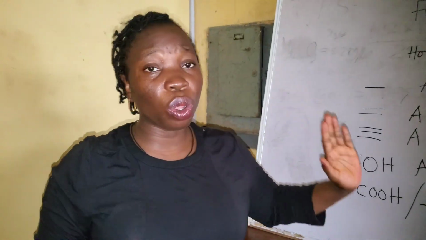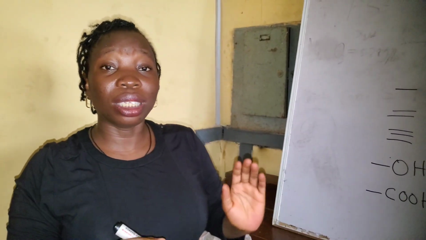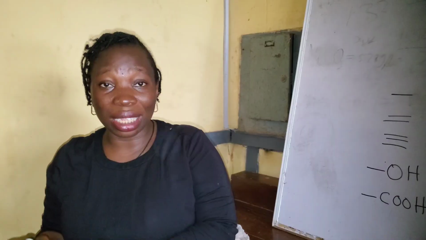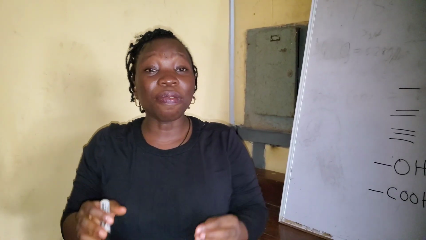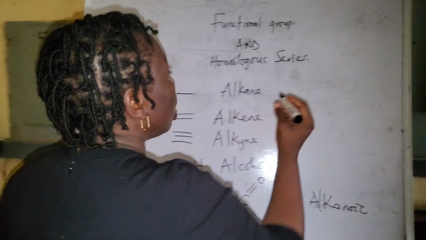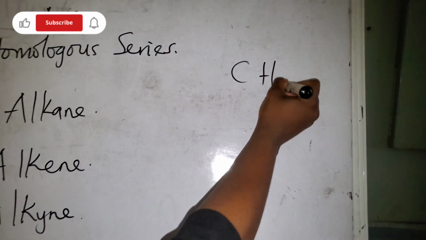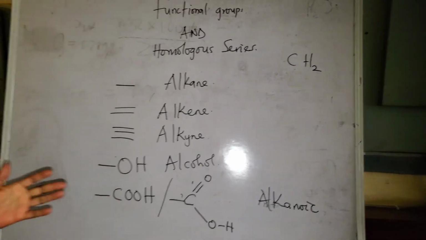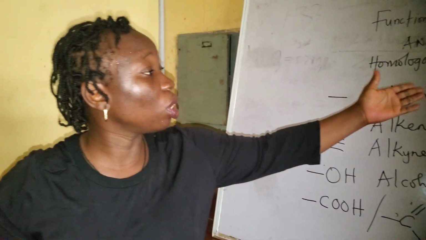We have the homologous series. Homologous series is the series of compounds in a family that differs by CH2. That differs by what? CH2.